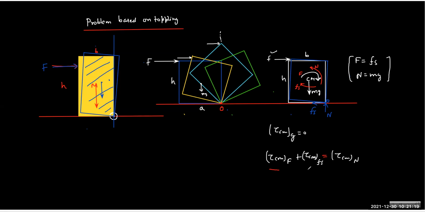So the sum of these two torques is equal to this torque. Now to topple, this must exceed this value. That's the only reason. Numerically, because we are finding the minimum value, we can just take the equal sign. But if the torque of the applied force and friction exceeds the normal torque, and we are doing this calculation about the center of mass, then the body will topple.